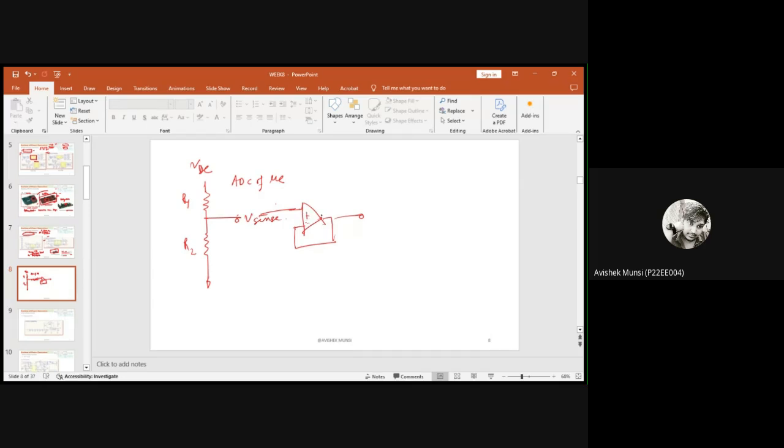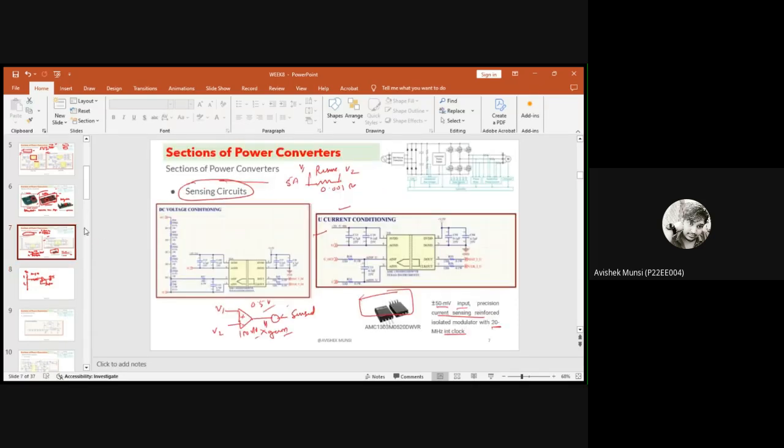So this one is plus and minus. This is an inverting buffer circuit, after which we finally get the sensed voltage. Here in this case, if they use a dedicated IC, the current sense amplifying IC, it senses the voltage and sends it into the ADC of the microcontroller.